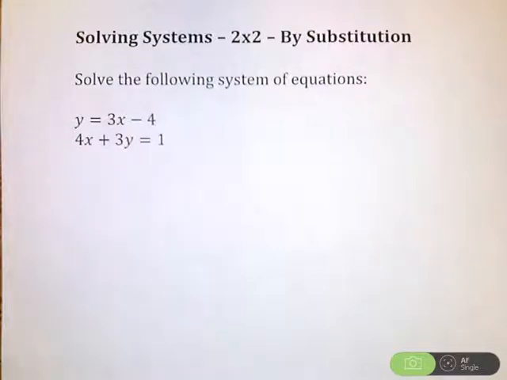Hey guys, we're going to solve some systems by substitution. This is typically used as a little bit of a review in an Algebra 2 class, so I'm going to go a little bit quick here. So, solving systems by substitution.